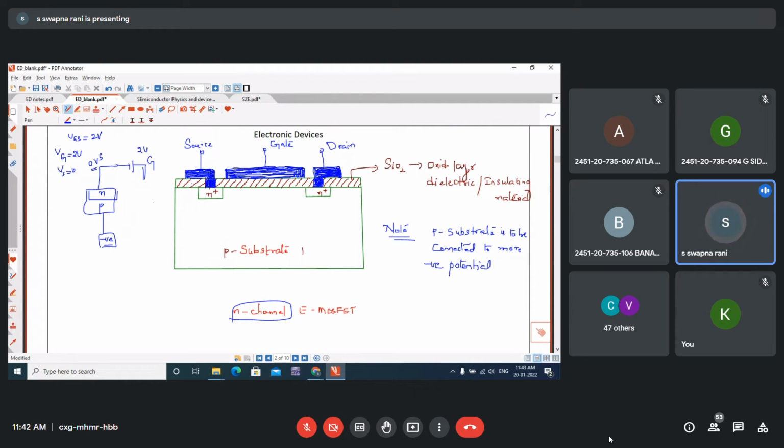The reason you need to remember is that there are junctions existing between the n plus source, drain and the substrate. Here one junction is there, here one junction is there. Always, drain current should result when the charge carriers are moving from source to drain. The charge carriers should not move from source to substrate.